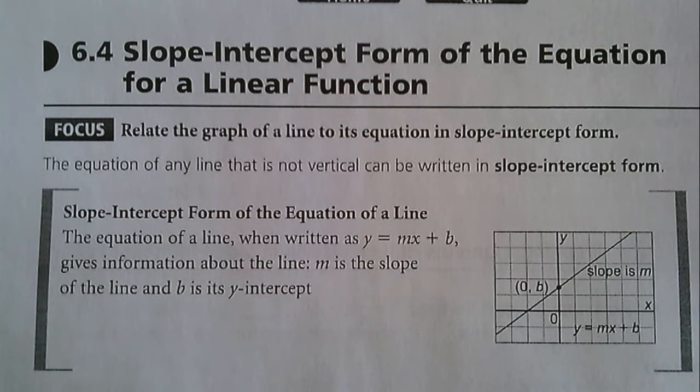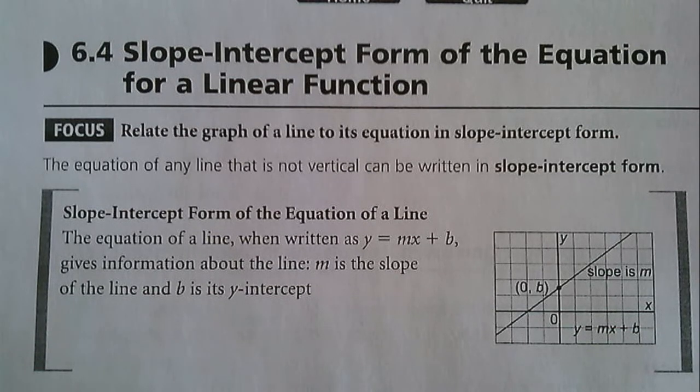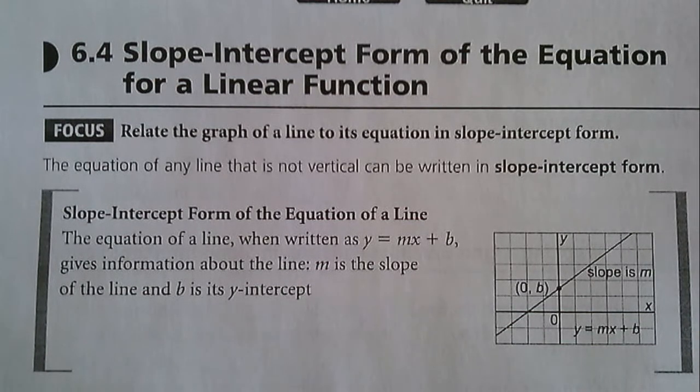So we're going to go through this lesson, and then in tomorrow's lesson, 6.4, it's kind of a revisited version of it, with a little bit more complex questions. We'll get into some of the topics that were touched on in 6.3. So again, for today, we're going to be looking at the graph of a line, and we're going to relate that to its equation in something called slope-intercept form.